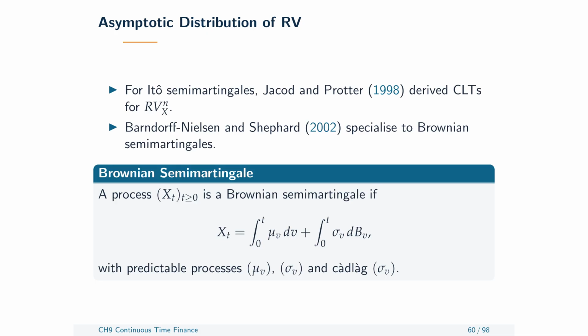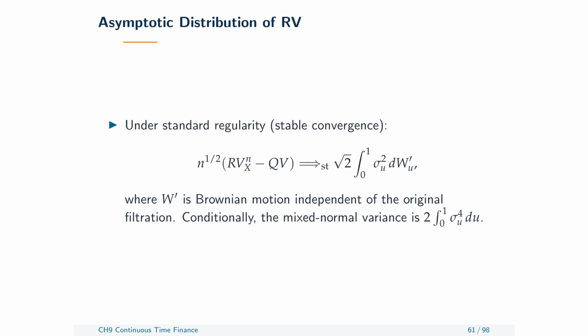For a Brownian semi-martingale, the process equals an integrated drift plus an integrated predictable volatility times Brownian motion. Under a no-leverage condition in the stated result, the square root of sampling frequency times realized volatility minus quadratic variation converges to a mixed normal distribution. The mixing variance depends on integrated quarticity, the integral of the fourth power of spot volatility. The limit is mixed normal because the asymptotic variance is random and depends on the realized volatility path.